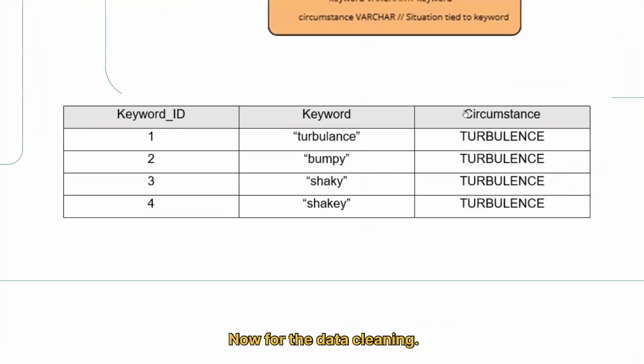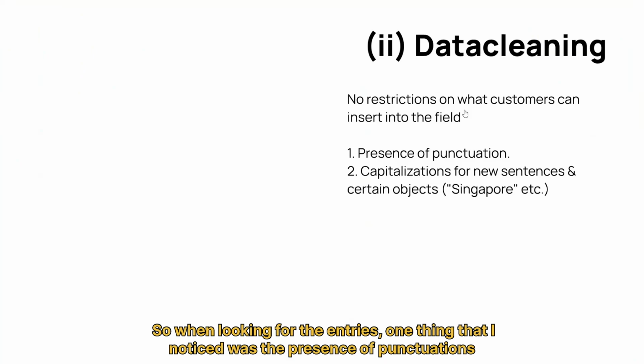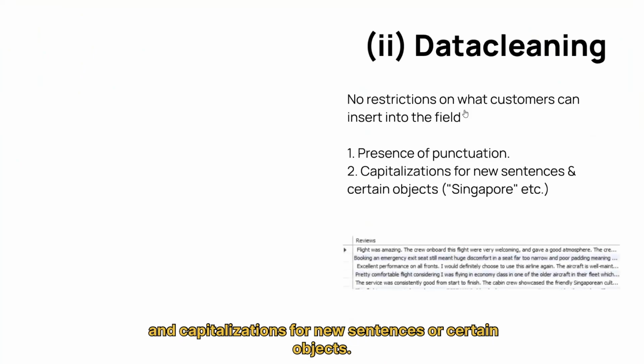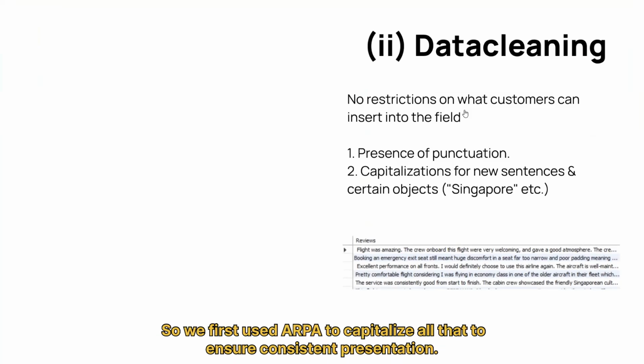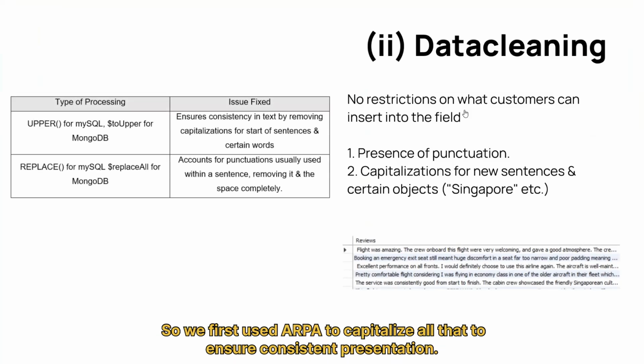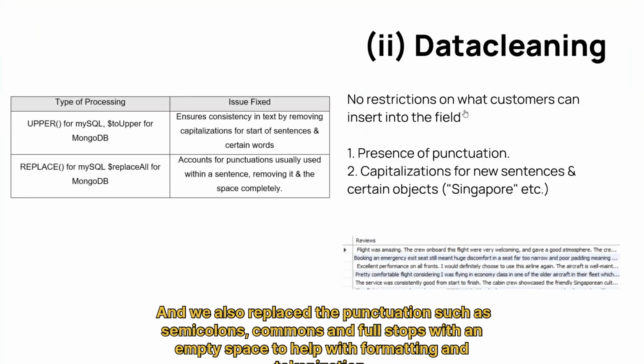Now for the data cleaning. So when looking through the entries, one thing that I noticed was the presence of punctuations and capitalizations for new sentences or certain objects. For optimal performance, we need to make sure the entries the chatbot has access to are actually consistent in structure and presentation. So we first used upper to capitalize all letters to ensure consistent presentation. And we also replaced the punctuations such as semicolons, commas, and full stops with an empty space to help with formatting and tokenization.